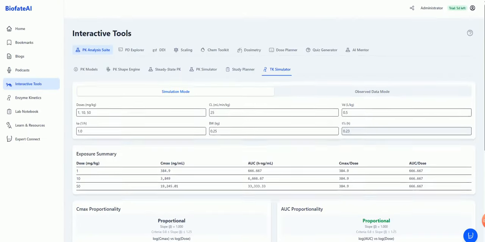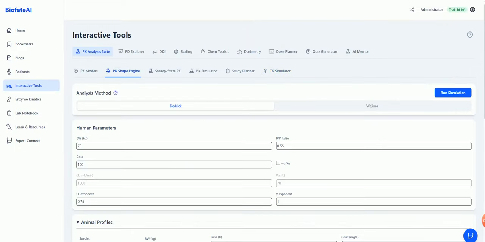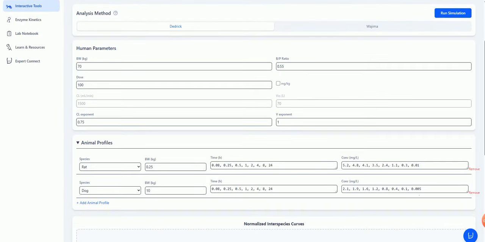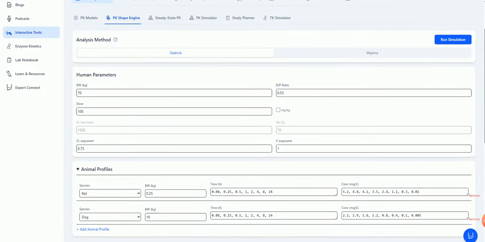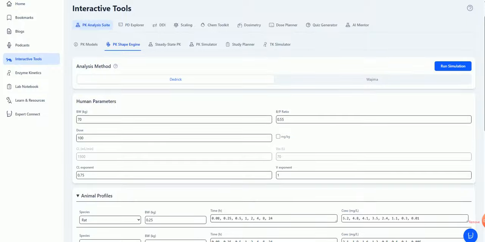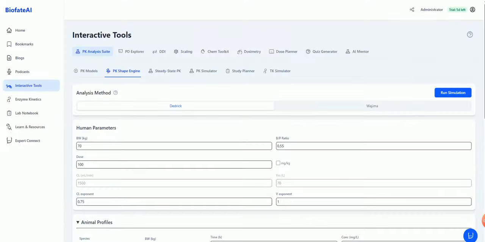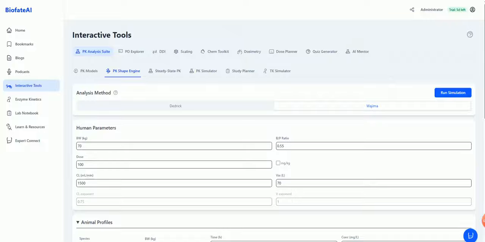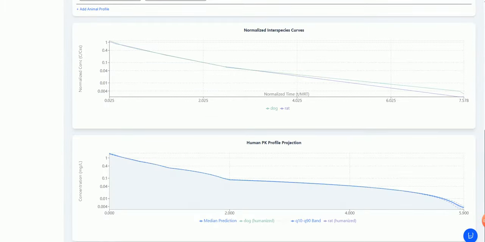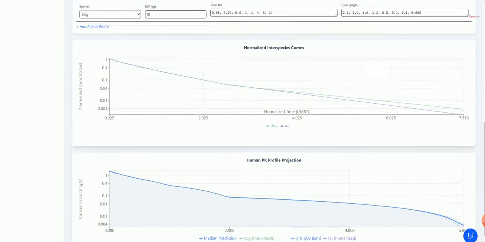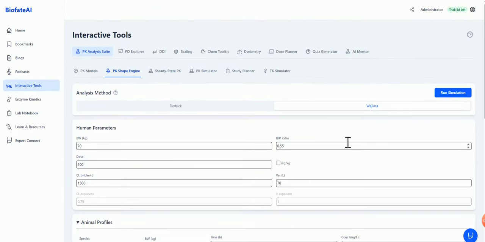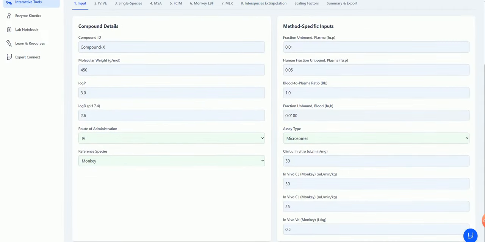Finally, for advanced species scaling, we have the PK shape engine. Instead of just scaling numbers, this scales the entire curve. By normalizing time and concentration using Dedrick or Wajima plots, we can superimpose animal profiles to predict the exact shape of the human curve. So, from species inputs to steady state simulations, Biofate AI provides a complete toolkit for the DMPK scientist.